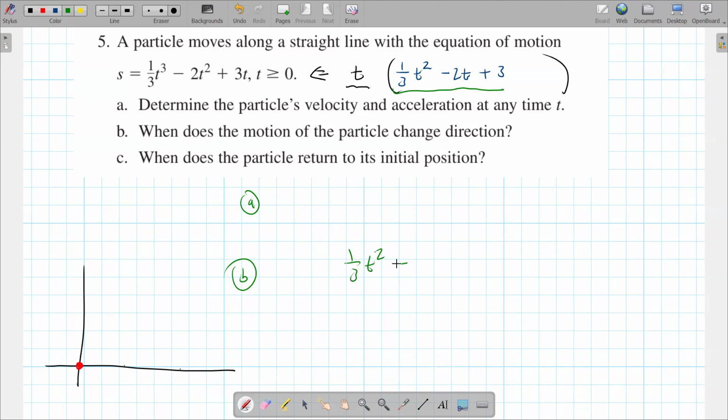1/3 t squared minus 2t plus 3 equals 0. How do you solve this quadratic trinomial? You use the man method. You could, but the man method doesn't do very well with fractions. So let's see if we can use it. What does it multiply to?